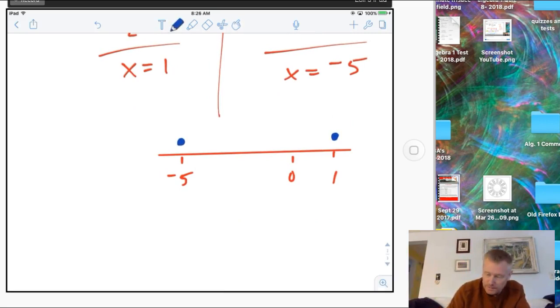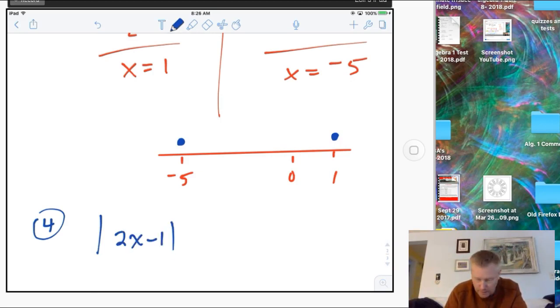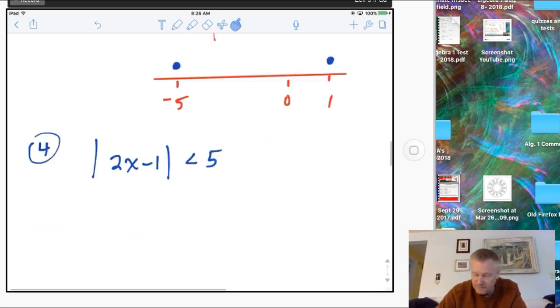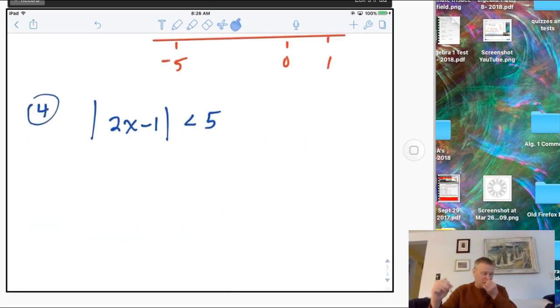All right, next one, number 3. Sorry, number 4. This one can be absolute value, okay, and an inequality. Absolute value of 2x minus 1 is less than 5.